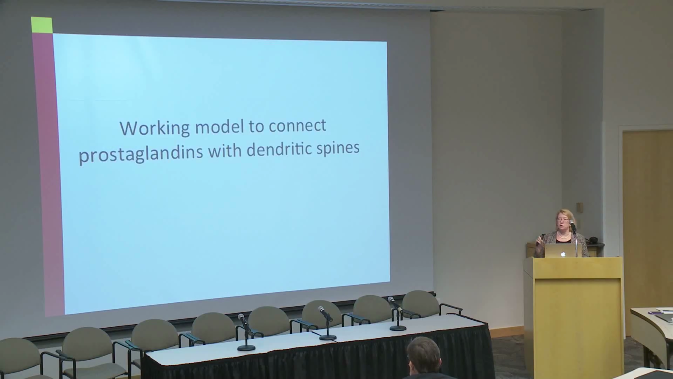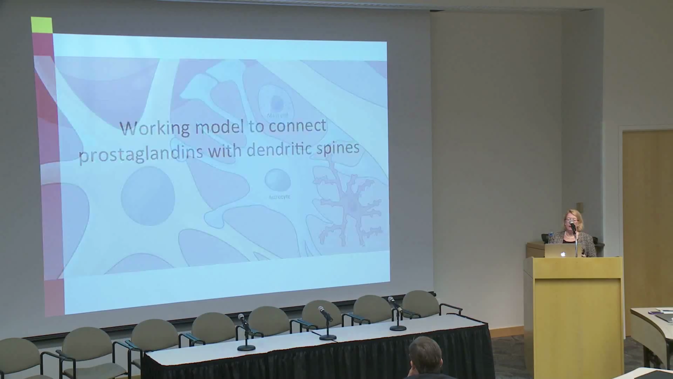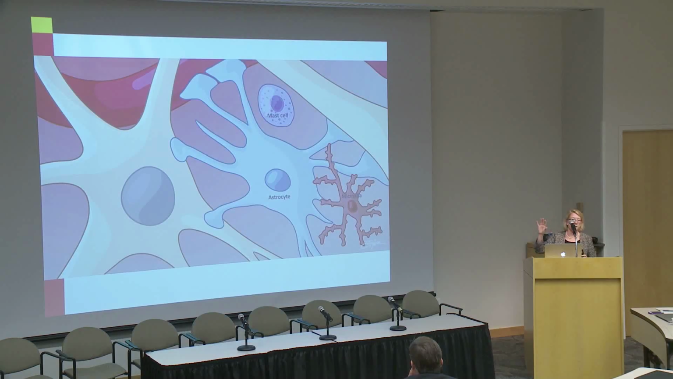So I now want to, I like to put things into cartoons. I think it helps get them across more easily and digestively. So this is our working model of how this process occurs, that we can go from prostaglandins and microglia to dendritic spines. So let's see if we get this to work. Oh, so just to orient you, we've got a neuron, an astrocyte, a microglia, and a neighboring dendrite.